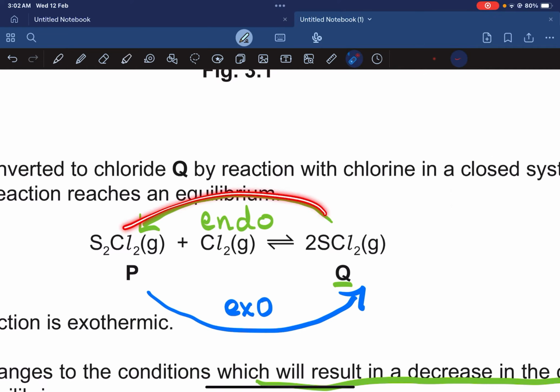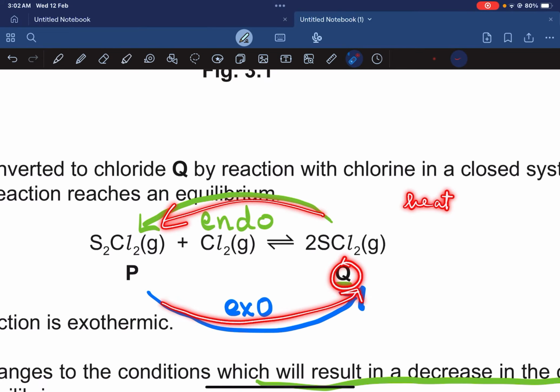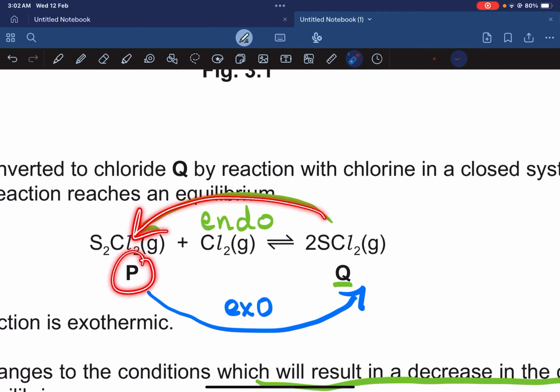We need to decrease the concentration of S2Cl2, okay. We need to decrease its concentration. So what we will do is we will give it heat. And what will heat do? Heat means that less of exo will happen and more of endo reaction will happen. So the equilibrium will shift towards the reactant side, because forward reaction is exothermic.